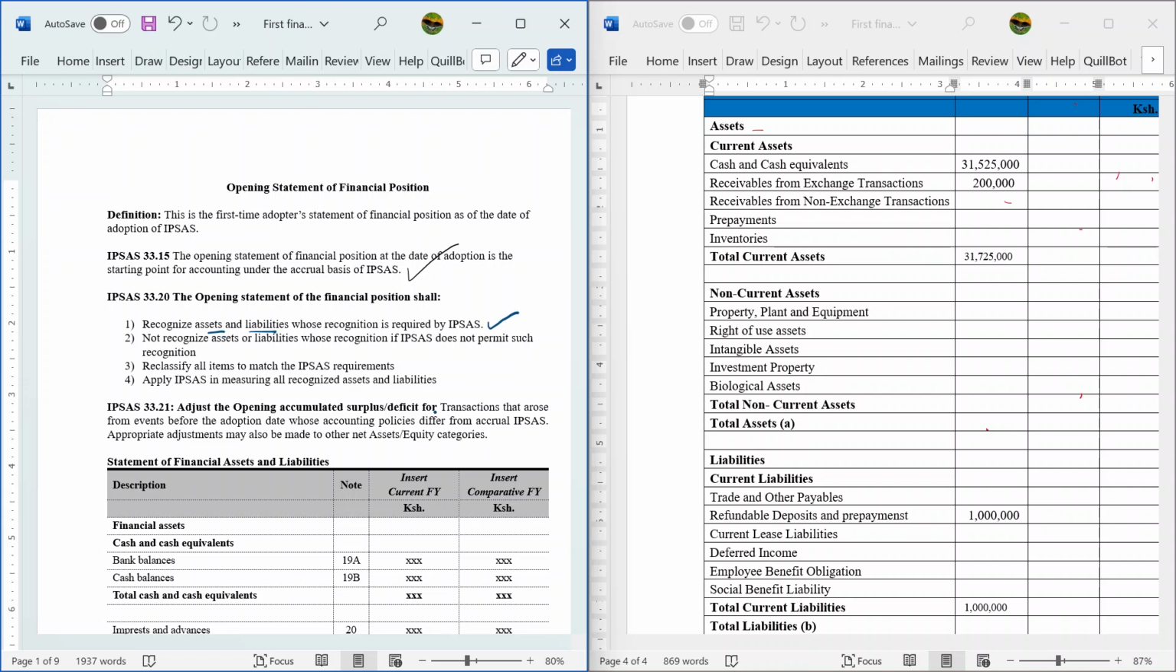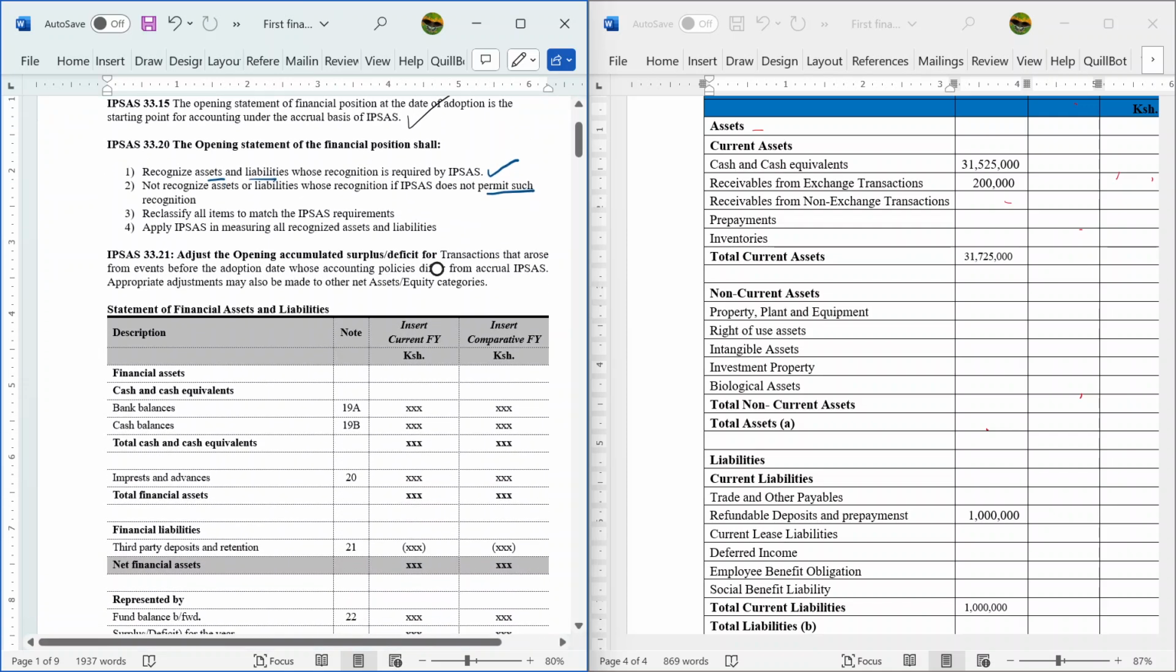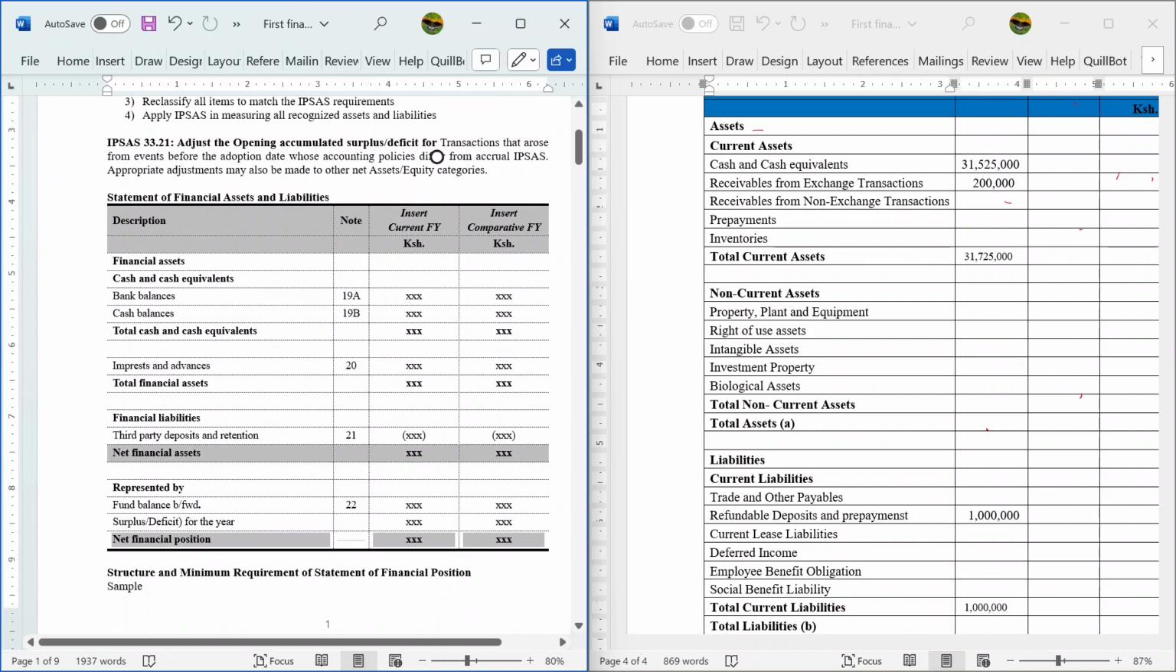You de-recognize any assets and liabilities whose recognition is not permitted by IPSAS, and then you reclassify. I will show you how to do all those, and then apply IPSAS in measuring all recognized assets and liabilities. If you are on cash basis, then you are required to adjust your accumulated surplus, the financed by part.